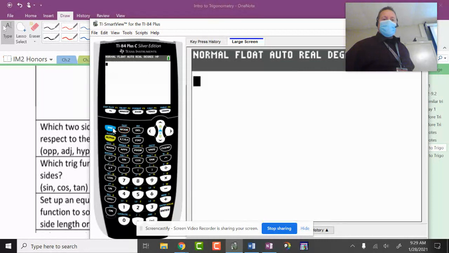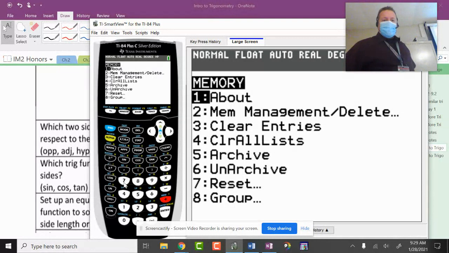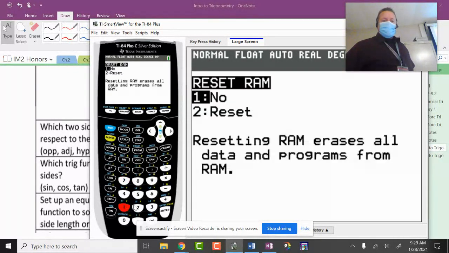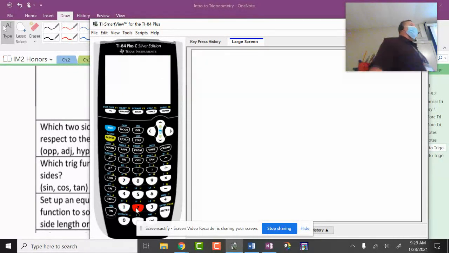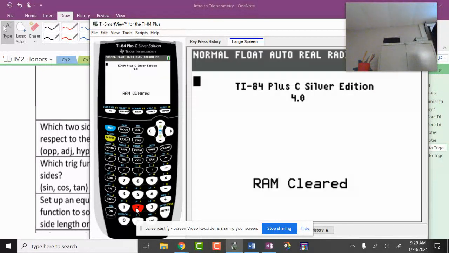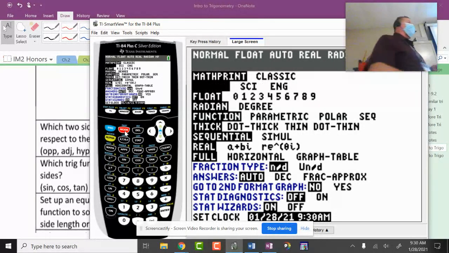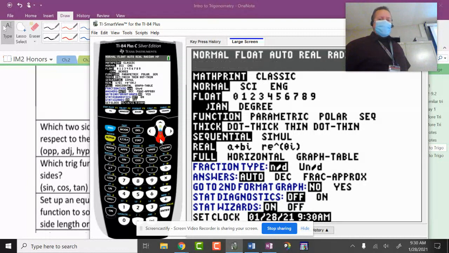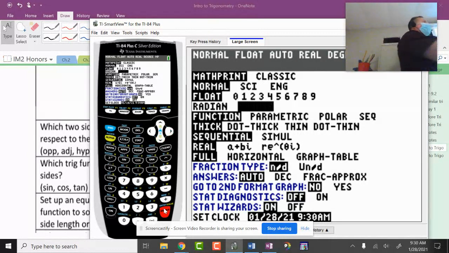Hold on, second quit. Second mem 7, 1, 2. You've had teachers do this before. Reset your calculator because students could put stuff on there that shouldn't be on there. Look at my calculator when I go to mode. The default seems to be radians, and it throws it back to radians. So it's your job to understand that there is this radian thing, and I need to tell my calculator I'm dealing with degree measures, not radian measures.